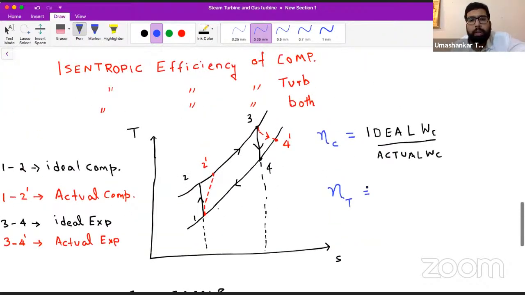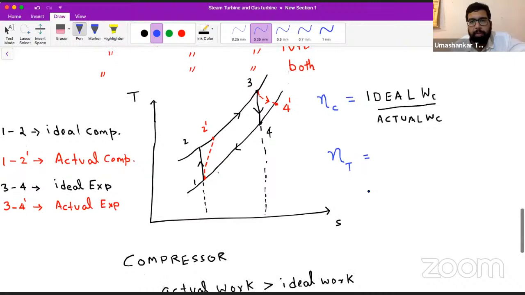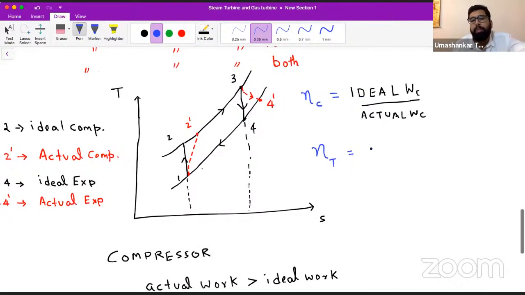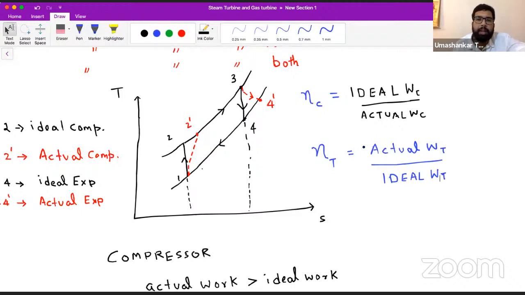So in describing the isentropic efficiency of the turbine, the actual will be less. So actual turbine work upon the ideal turbine work. Here we put the ratio of actual to ideal, and in the case of the compressor we take the ratio of ideal to actual. So don't get confused. Just remember those two statements.